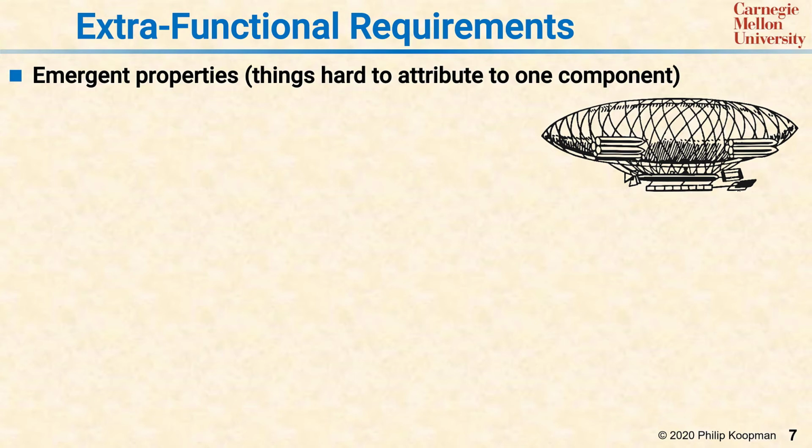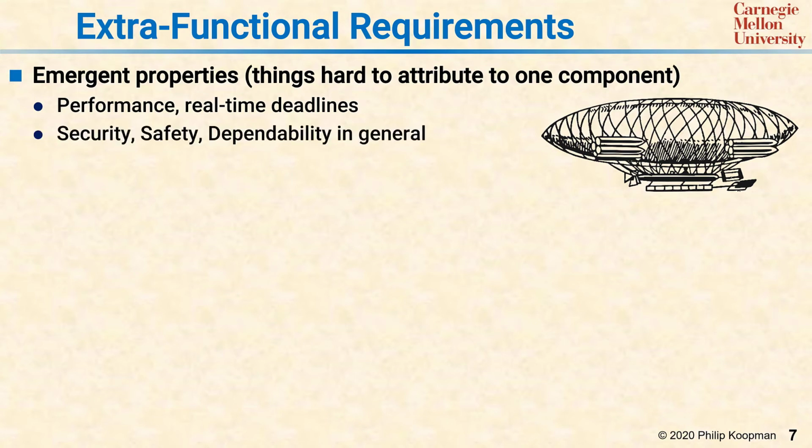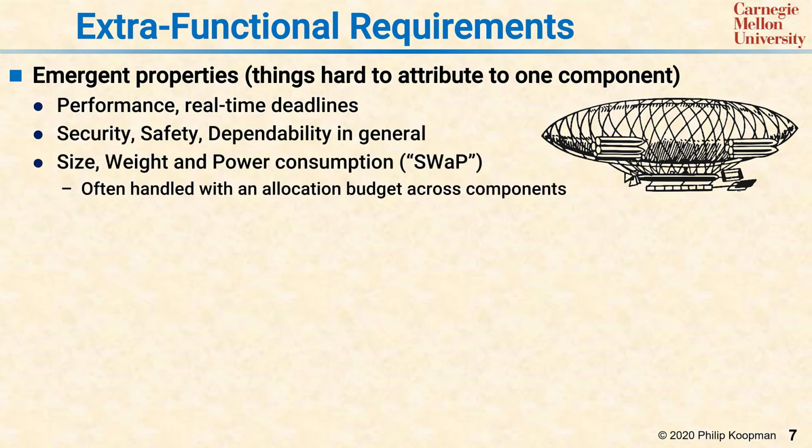Emergent properties include performance, things like ability to meet real-time deadlines, security, safety, and dependability at the system level in general, size, weight, and power consumption, often called SWAP, with these emergent properties often being handled via having budgets that are allocated a little piece of each size, weight, and power budget to each component.